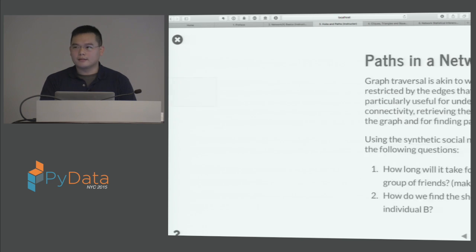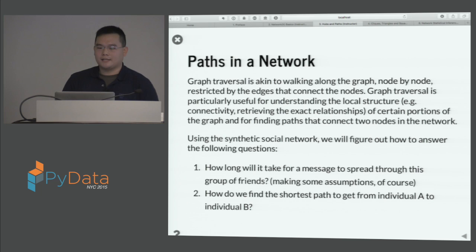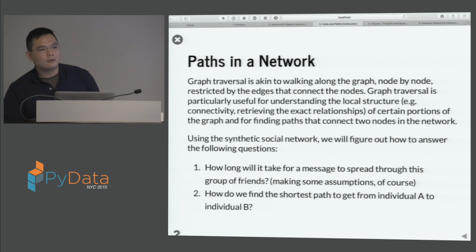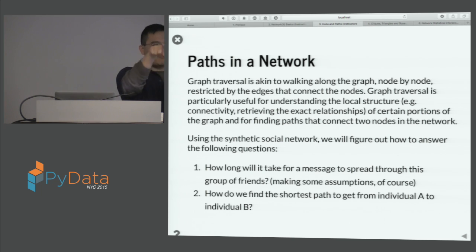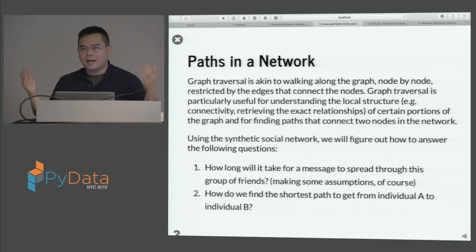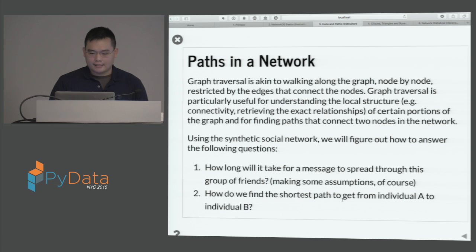So now that we got this linear relationship out of the way, let's talk about paths in a network. Graph traversal requires that you be able to trace out a path on the network. And it's useful if you're talking about message passing problems or infectious disease spread based on contact, where you want to reconstruct things like that.